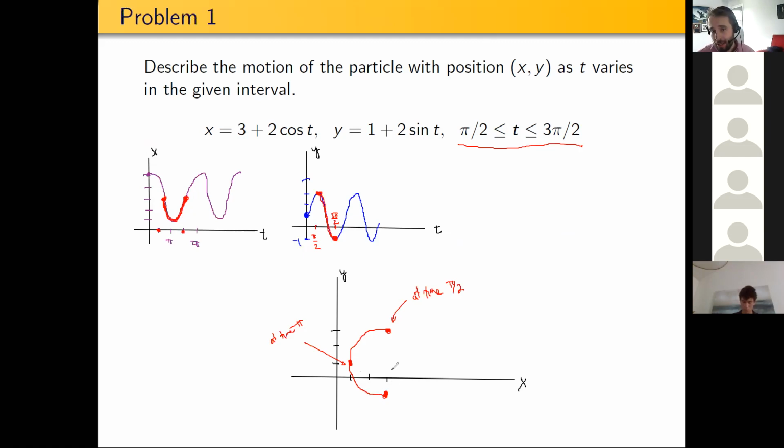And when it's all said and done, perhaps not too surprisingly, what we see is that we have a semicircle here, ranging from this point up here all the way down to this point down here. This was the final point at time t equals 3 pi over 2. And so we end up with this semicircle.